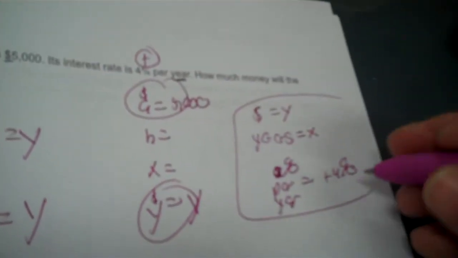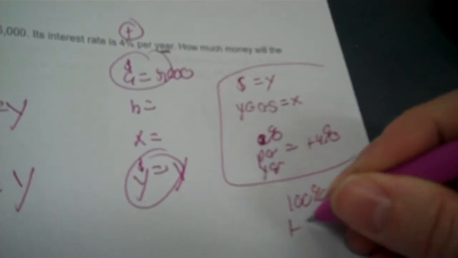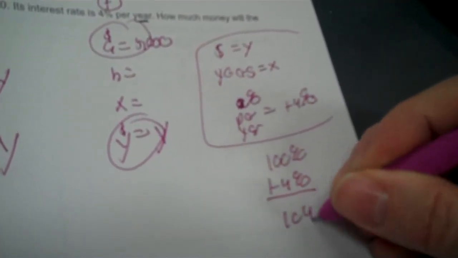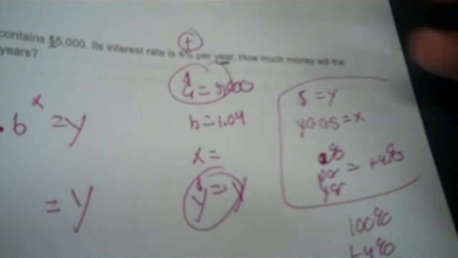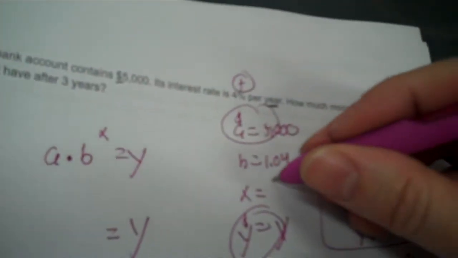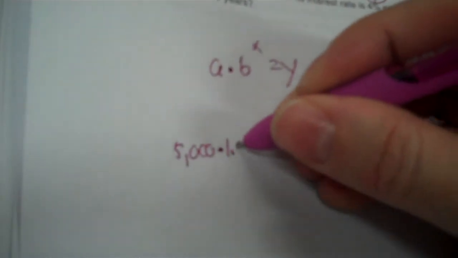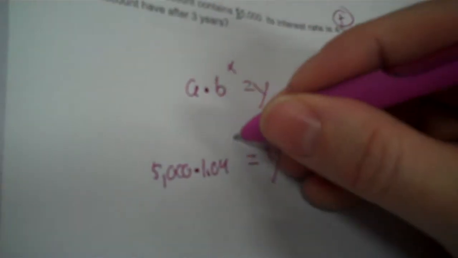Now, b is your percent, but you got to add 100 to it. So plus 4%. And then you need to rewrite it in decimal form. So 1.04. And x is the years, 3. Okay. Now I plug those 3 in where they go, and I solve for the y, which is easy to do when it's y. 5,000 times 1.04 is my b, raised to the power of 3. And y is by itself, so I can just plug that into the calculator. 5,000 times 1.04 to the power of 3.